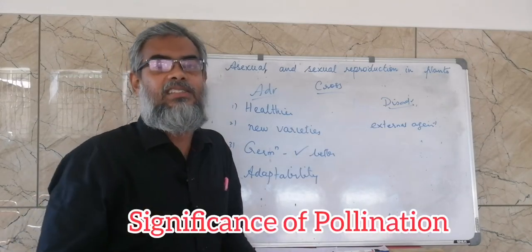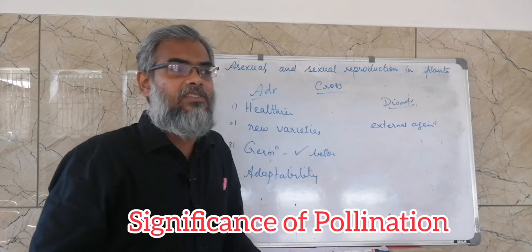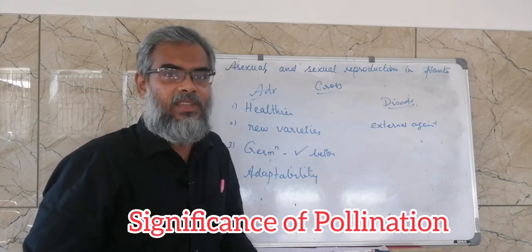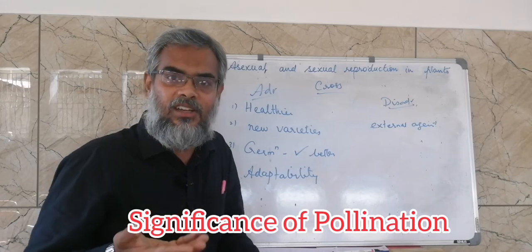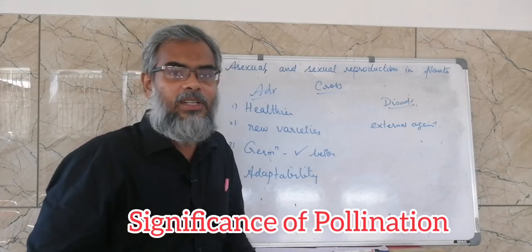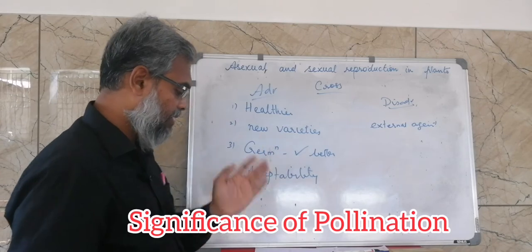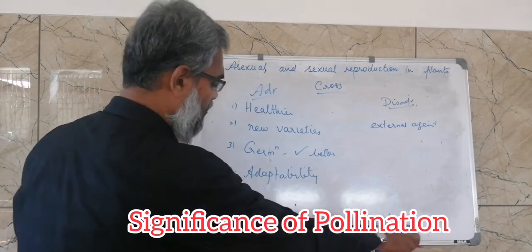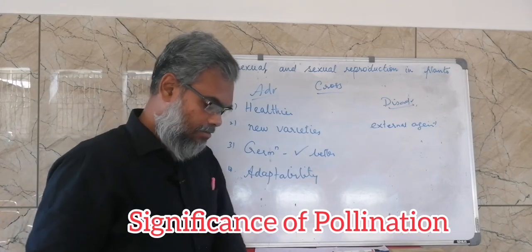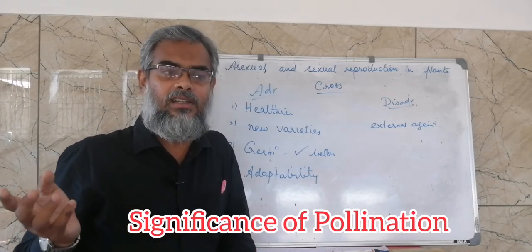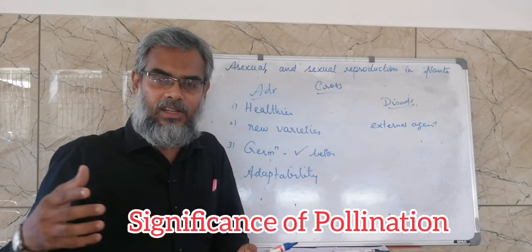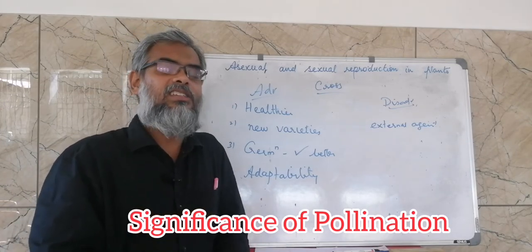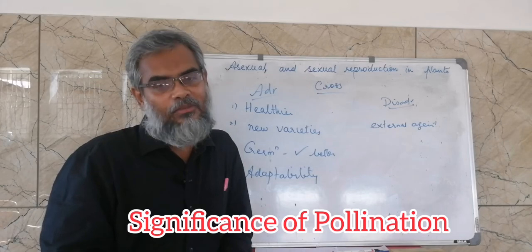And significances, generally pollination significances, if you see, it is a prerequisite for fertilization. Fruits and seeds are formed because of this pollination only. So it's a prerequisite for the process of fertilization. Second one, formation of fruits and seeds. And male and female gametes are made to contact together by this pollination. So these are some of the significances of pollination.